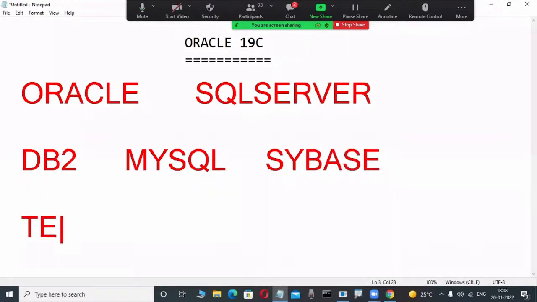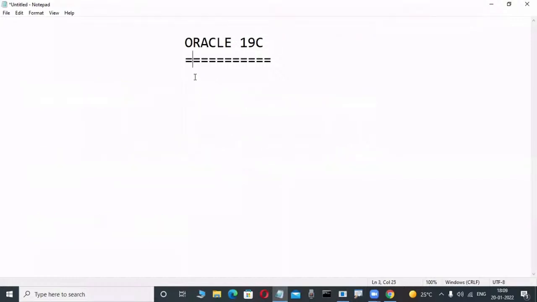Again, Teradata. Maybe so many fellows have an idea, data warehousing application programmers. Teradata is a database product from NCR Corporation. SQLite is a database product. Like this, so many database products are there from different companies. That's why Oracle is always one of the popular database products.